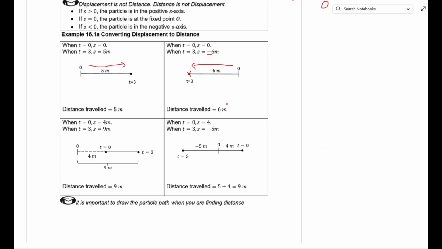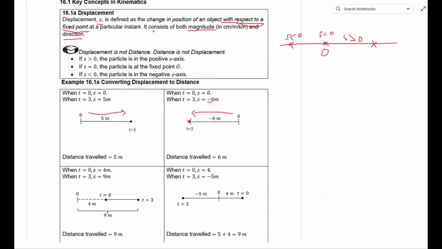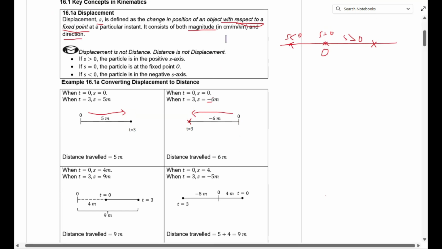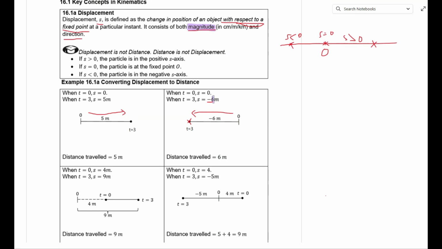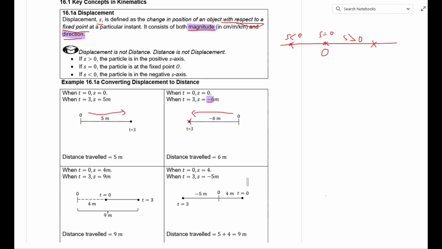This is where you start seeing some differences between your displacement and your distance. Your displacement will have a negative sign in front because, as mentioned previously, it consists of both magnitude, which is your 6, and direction, which is represented by the negative sign in front. However, since distance doesn't consider the direction, it is just 6 meters.